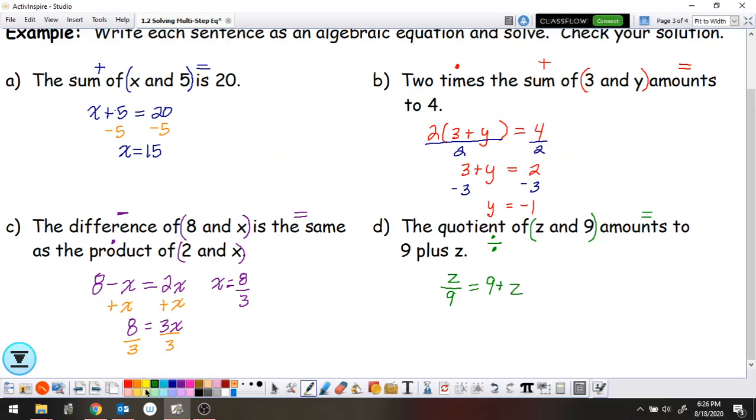So we want to first get this equation so we don't have a fraction. So we want to undo this division, multiply both sides by 9. That means on the right-hand side of this equation, we need to distribute the 9. So we have z equals 81 plus 9z. And then we want to isolate the variable to one side of the equation. So I will subtract 9z from each side of the equation.